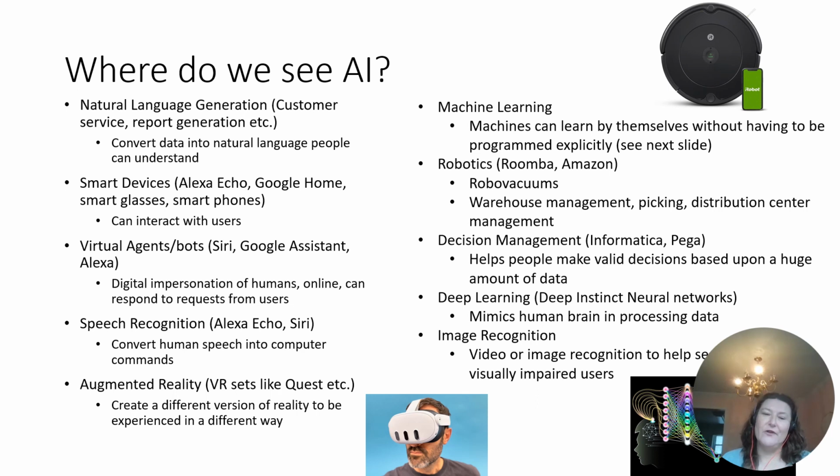Robotics, things like a Roomba that vacuums your home and that kind of thing. Also things like warehouse management, picking in distribution centers and so on. You can have robots that go around the distribution center and find the goods and so on.